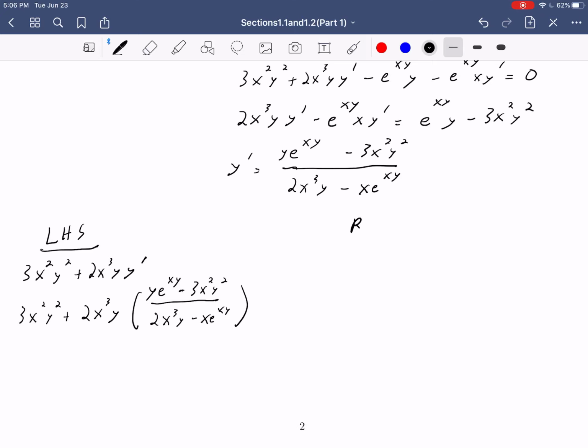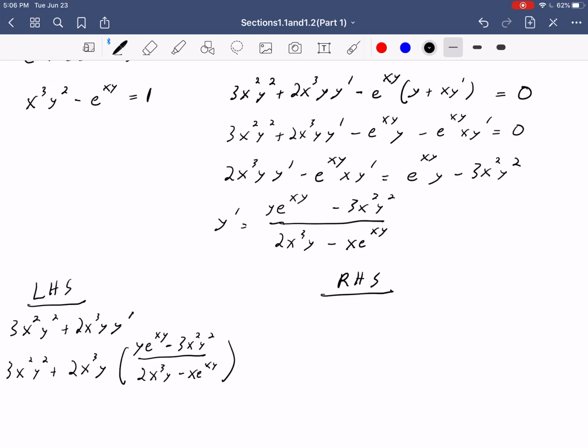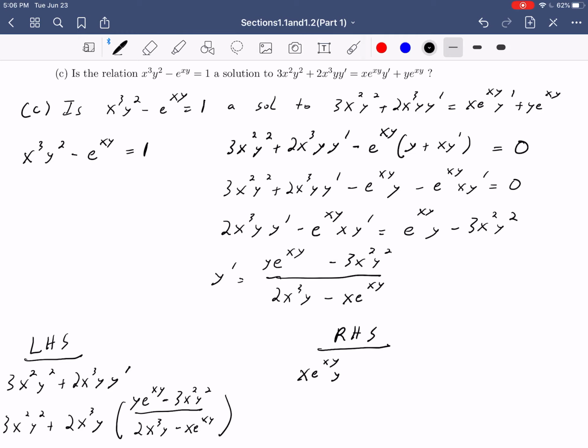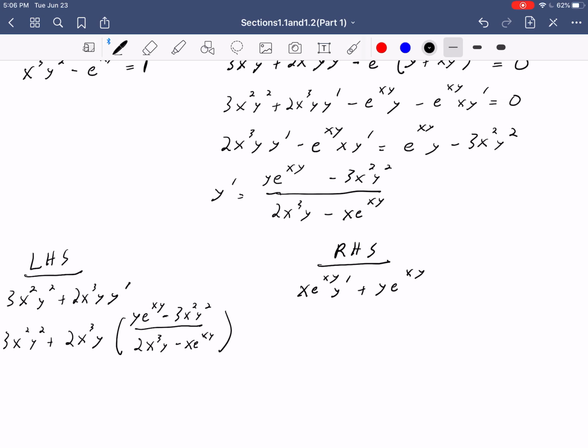We can also go ahead and take a gander at the right-hand side, which is going to be pretty messy as well, but we can take a look. x e to the xy y prime plus y e to the xy. If we pop in that y prime, we get x e to the xy times that y prime, which is y e to the xy minus 3x squared y squared over 2x cubed y minus x e to the xy, plus y e to the xy.